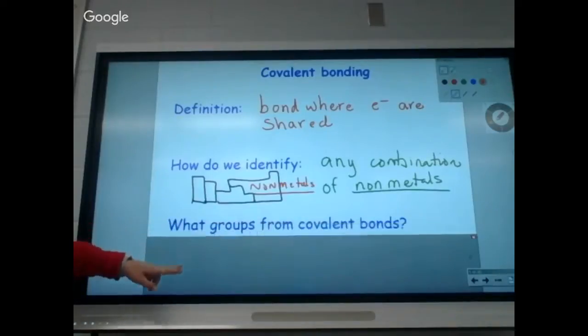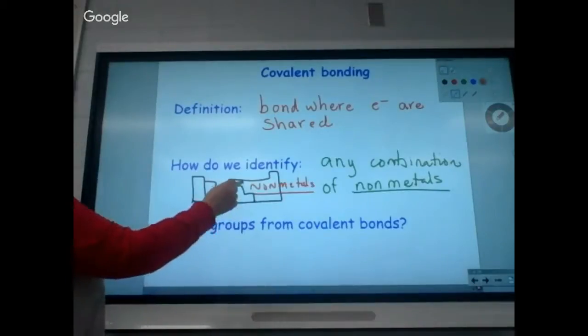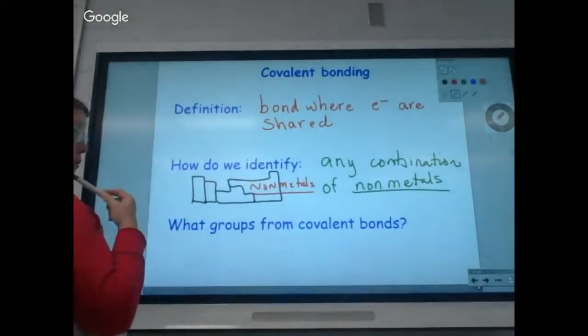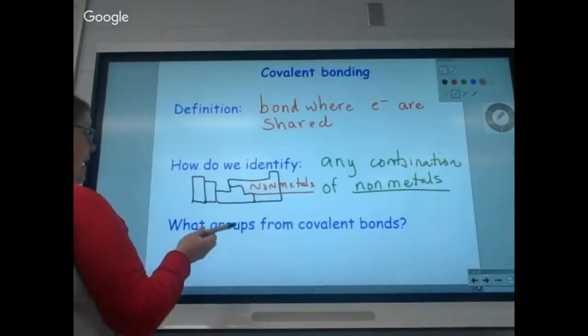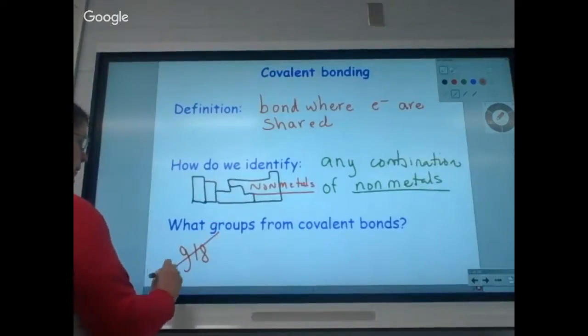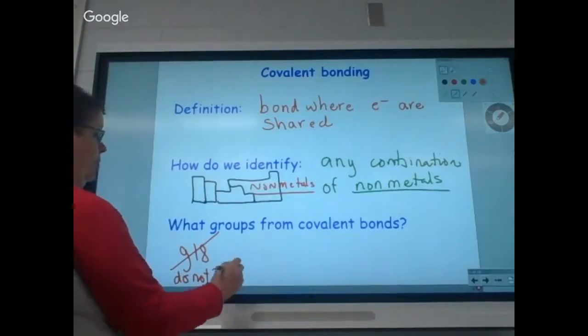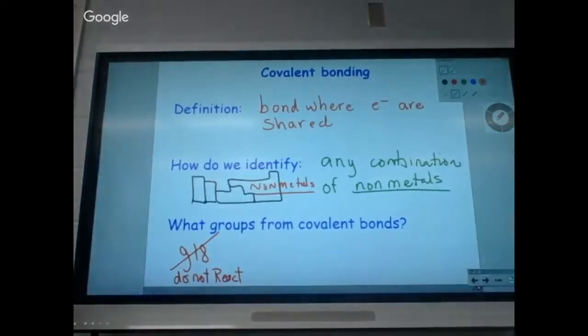Now, what groups like to form covalent bonds? Anybody else? 16, 17 are great answers. All right. Where do I have nonmetals labeled? On the right of the staircase. 18 is out. Why is 18 out? Because those do not react. Okay? Because they don't react, they're not going to form covalent bonds.